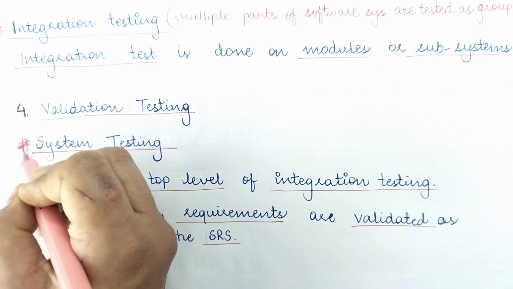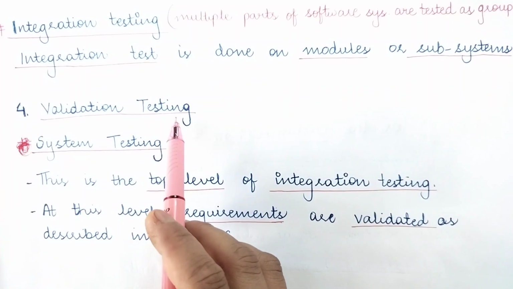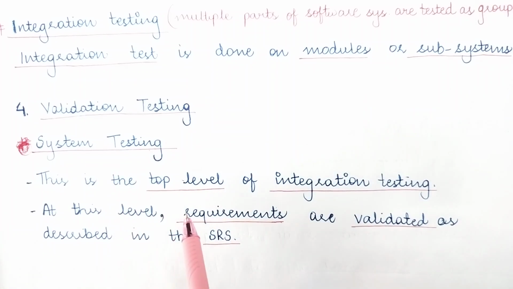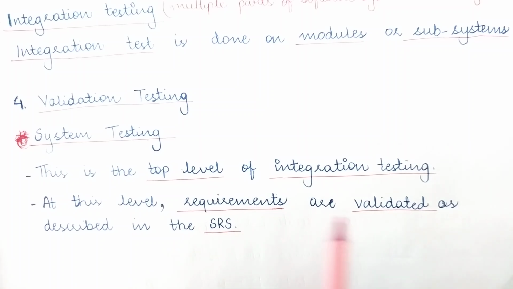After the verification testing, you have validation testing. In validation testing, there is system testing. Now, what is system testing? This is the top level of integration testing. At this level, requirements are validated as described in the SRS.